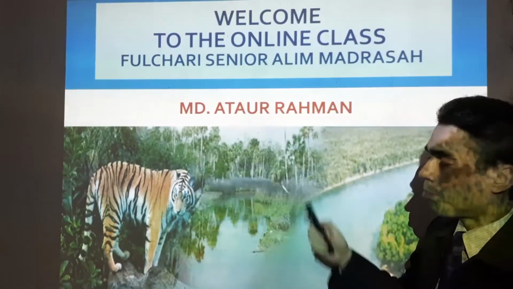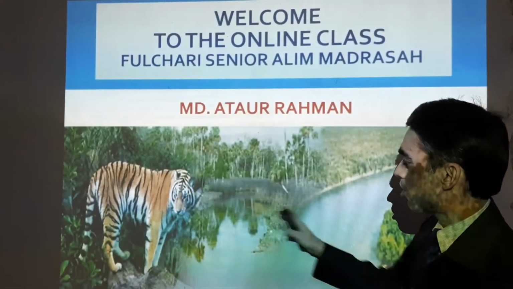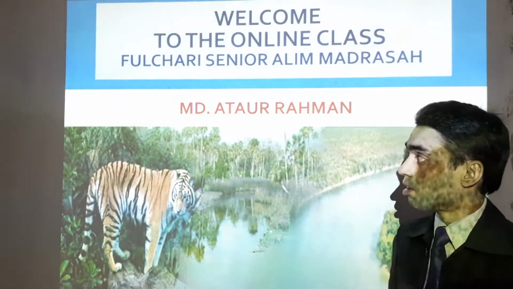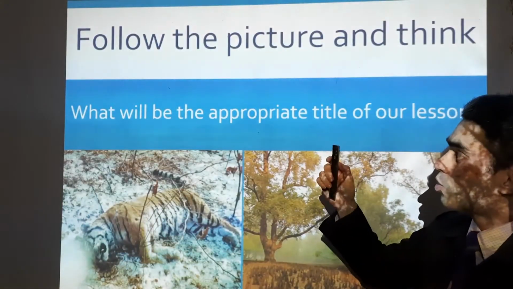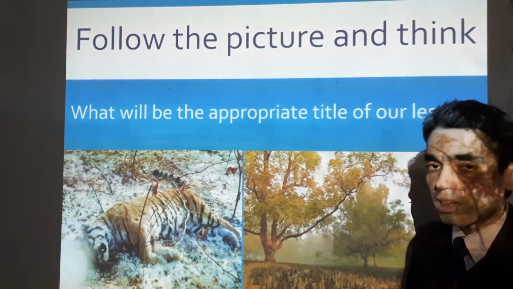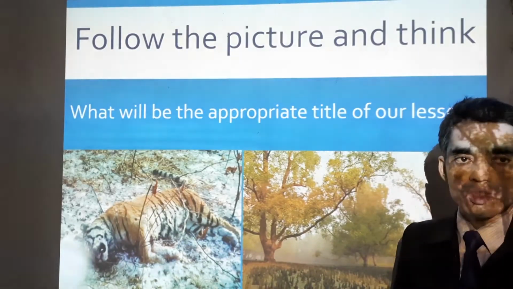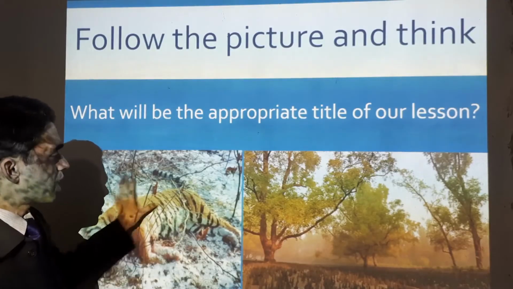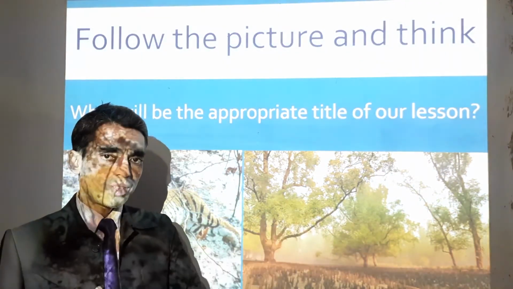So let's see the picture. You see here the tiger, here the forest and river. Let's go to the main topic. So I'd like to request you at first to follow the picture and think what will be the appropriate title of the lesson. Here we see the tiger and here you see the forest. What may be the topic? Let's see.